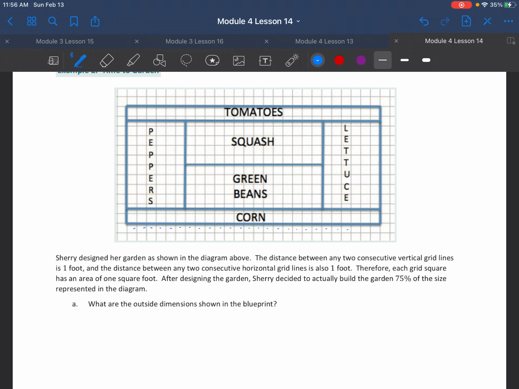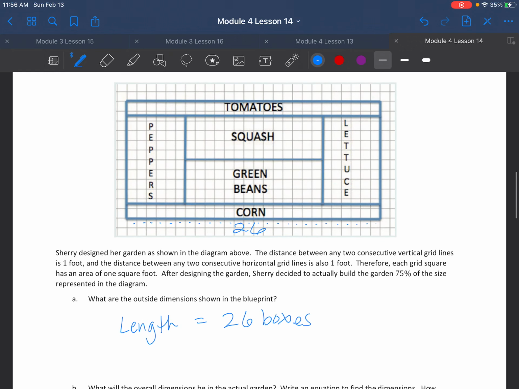All right, well, the outside dimensions we're talking about here, right? Where corn is and where tomatoes is. So 1, 2, 3, 4, 5, 6, 7, 8, 9, 10, 11, 12, 13, 14, 15, 16, 17, 18, 19, 20, 21, 22, 23, 24, 25, 26. All right, so this is 26. We're going to write that down. So the length is equal to 26 boxes, right? But remember that they're each 1 foot, so that's 26 feet.